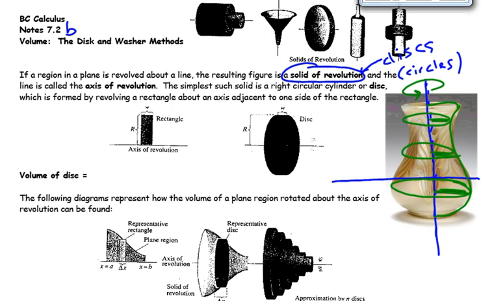Okay, so with solids of revolution, we have the axis of revolution. That could be the x-axis, the y-axis, or any other horizontal or vertical line. In this class, we're not getting to oblique axes of revolution. So the simplest solid for doing a solid of revolution is just a simple disk. That is, if I were to take just a regular rectangle and revolve it around, let's say, the x-axis, then you would get this disk shape here.